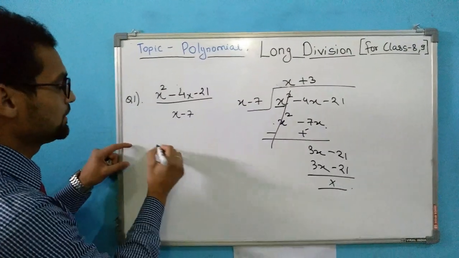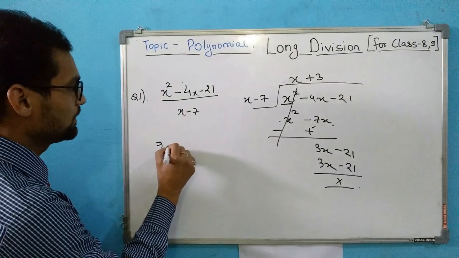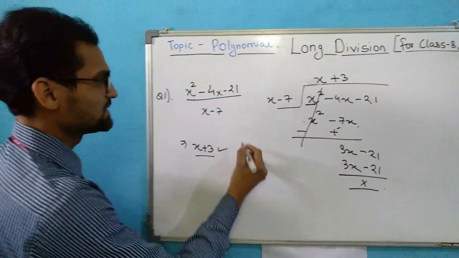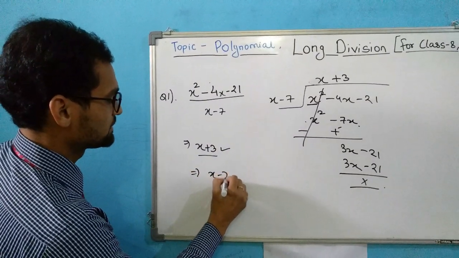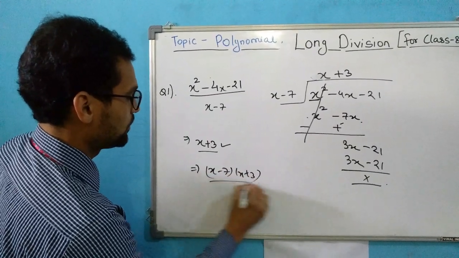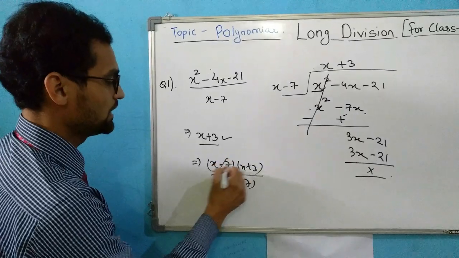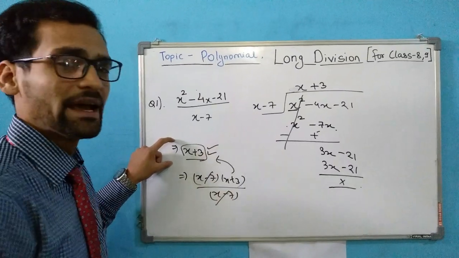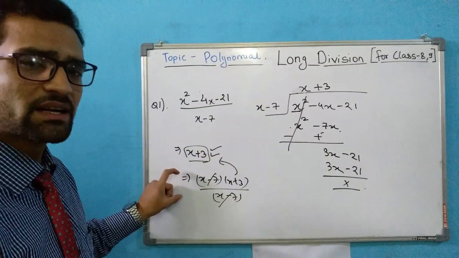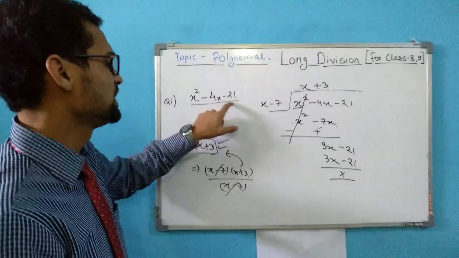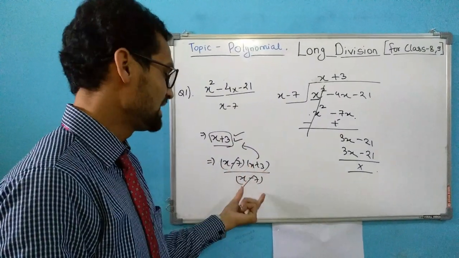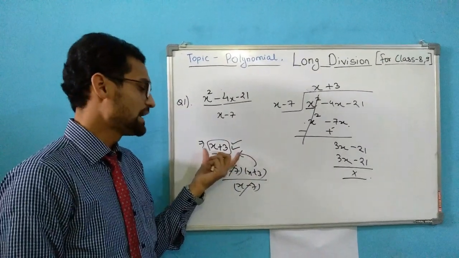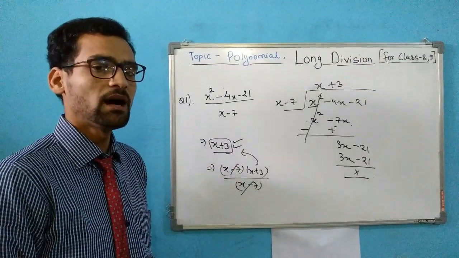So if we divide, we can write this as x plus 3 as the answer, or we can say this as x minus 7 into x plus 3 upon x minus 7. They will cancel out, that's why this will come. So the quotient for this is x plus 3. The resultant is directly x plus 3. We have seen this thing in factorization method. We have factorized this x square minus 4x minus 21 as x minus 7 and x plus 3. Then we cancel out. But in long division, we are directly getting the quotient as the final answer as x plus 3. Okay. Now we'll take some higher example.